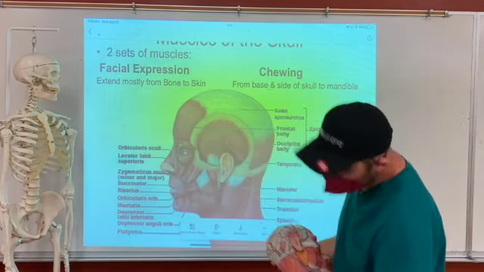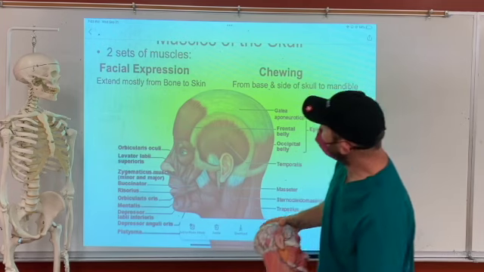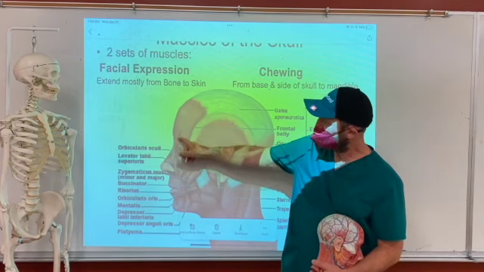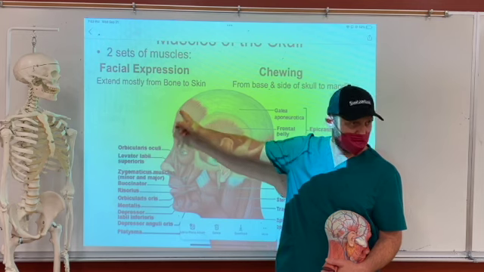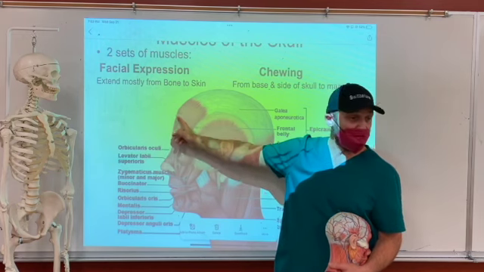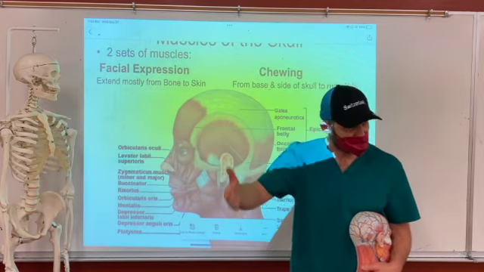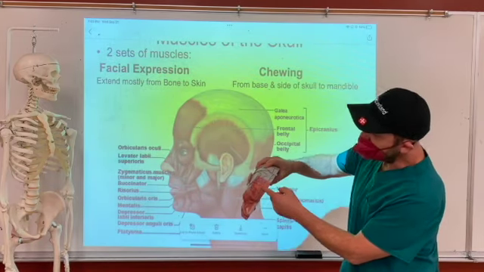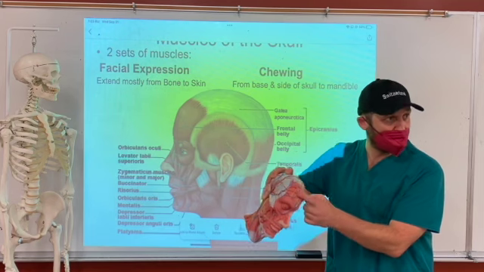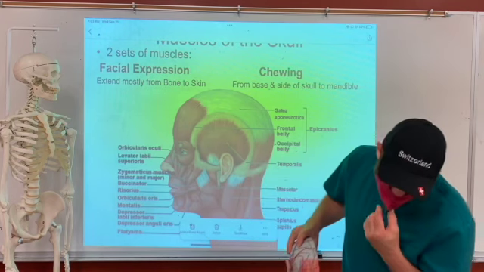The first one on that list is the frontalis muscle. The frontalis muscle is an easy one to remember because it's right over the frontal bone. It's the front of the head. On here, it's right here, this thing going up and down. So that's not too hard to remember.